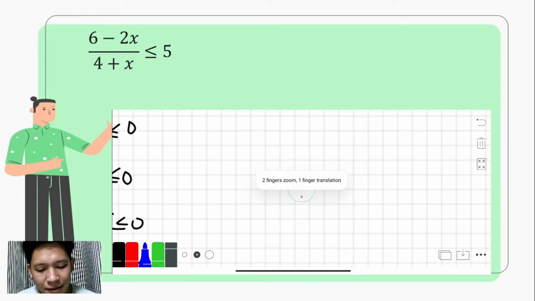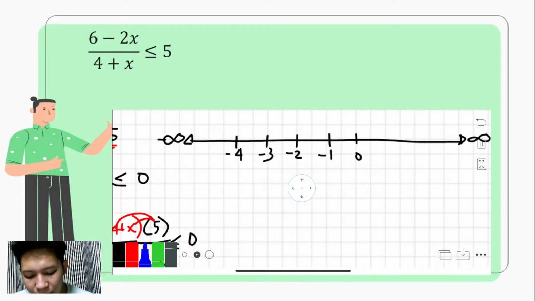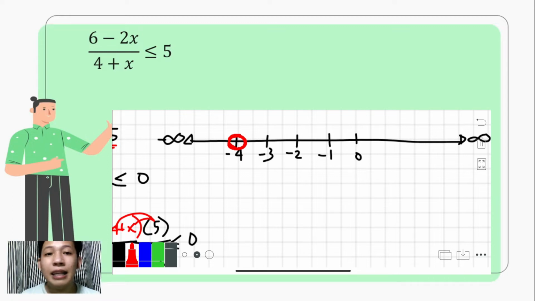Okay? So negative 4 is only a hollow dot because it will make the rational inequality undefined, and negative 2 is solid. Okay? So this is the solid one.